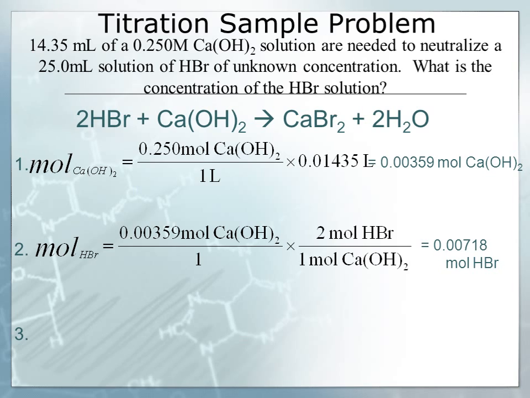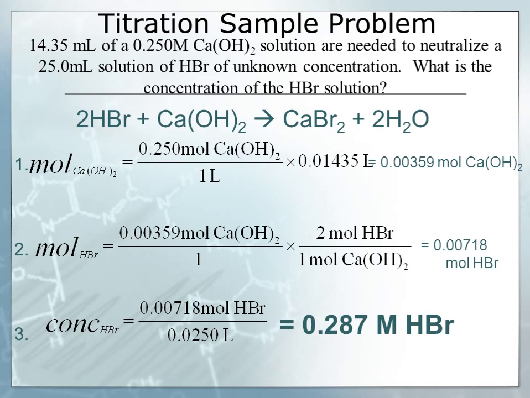Taking that into account, along with the original volume of the analyte, the 25 milliliters, we can now calculate the concentration of the hydrogen bromide, and we find that we had a 0.287 molar solution of hydrogen bromide.